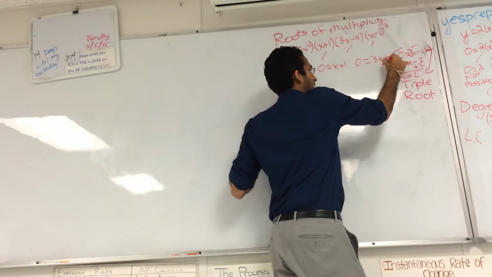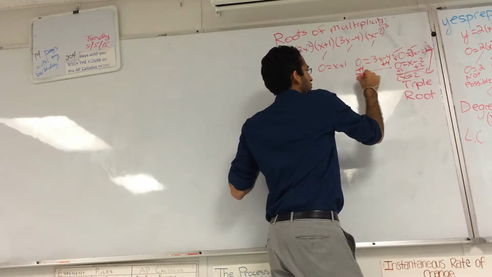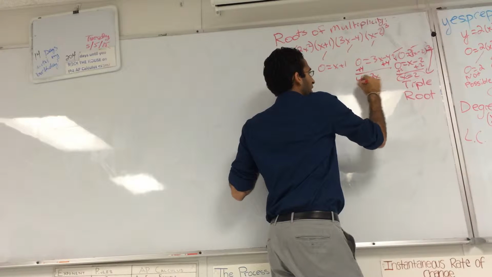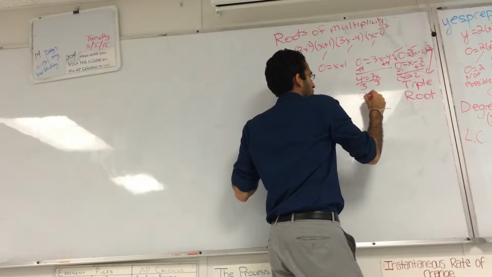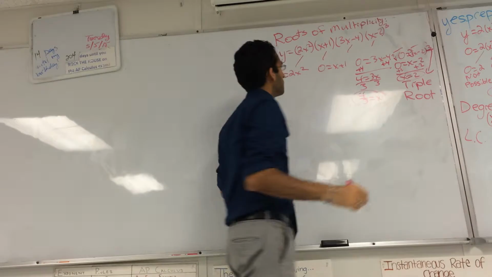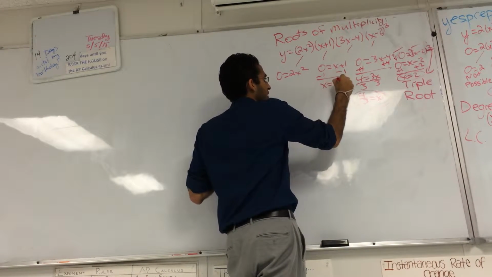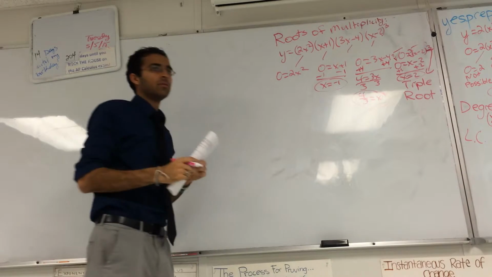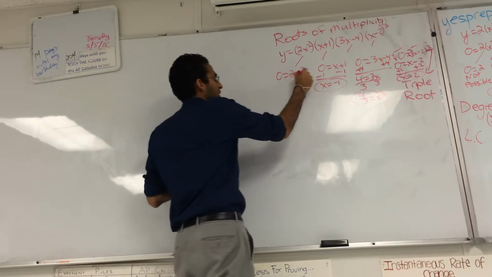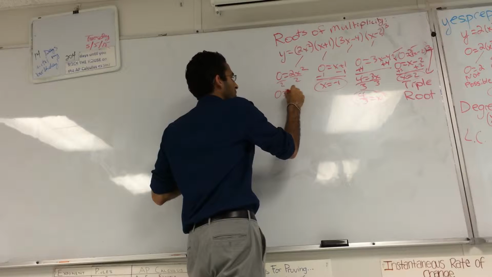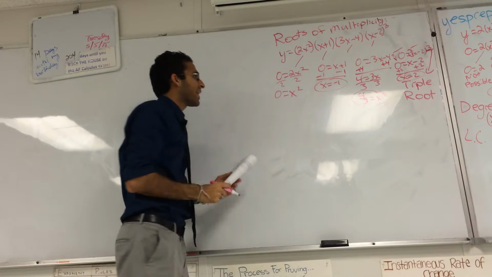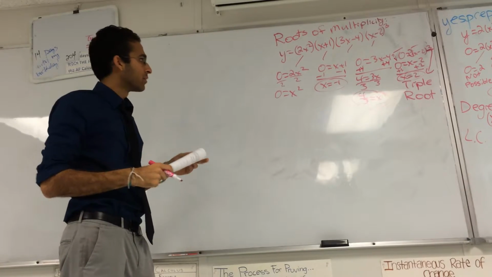Let me solve this one. I'm going to add 4 to both sides: 4 equals 3x. I'm going to divide both sides by 3: 4/3 equals x. Let me subtract 1 on both sides: x equals -1. We divide both sides by 2: 0 equals x squared. Again, notice something.